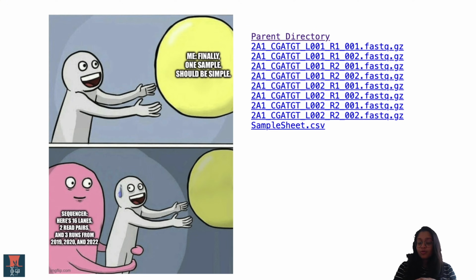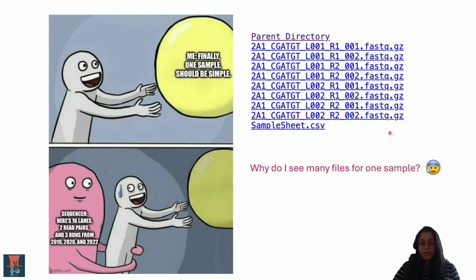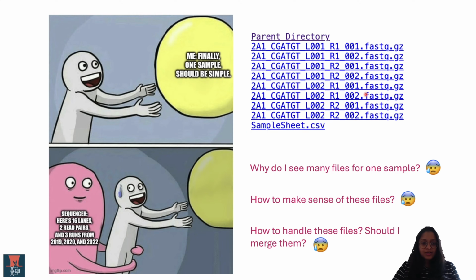But then you go to the folder, you look at the files, and you see a bunch of files, something similar to these files, and there are a bunch of questions. Why are there so many files for one sample? How to make sense of these files? What are these numbers, underscores and letters? And more importantly, how to handle these files? Should I merge them? Should I not merge them? What do they mean?